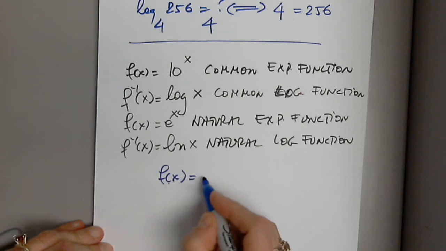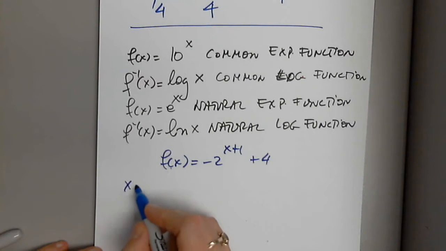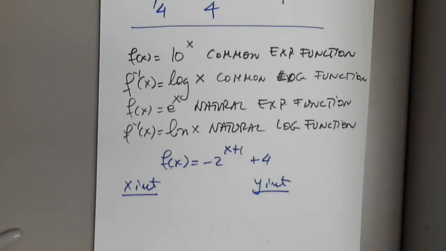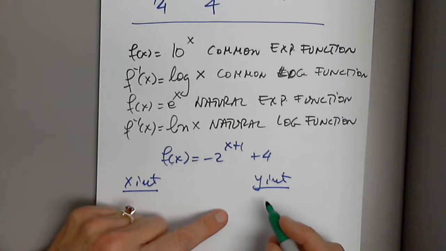We had a function f(x) = -2^(x+1) + 4. I want to find the x-intercept and the y-intercept algebraically. We already graphed it using transformations, but now I want to find the x and y-intercepts algebraically. Let's start with the y-intercept. How do I find the y-intercept?